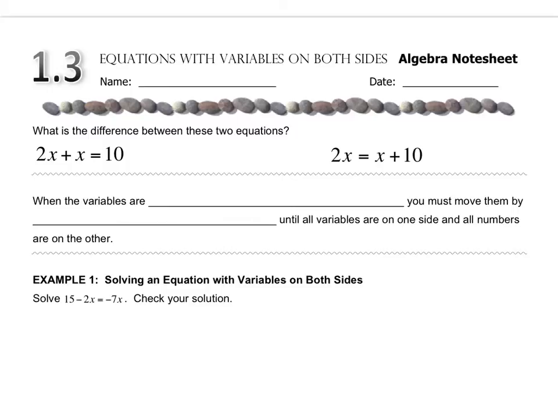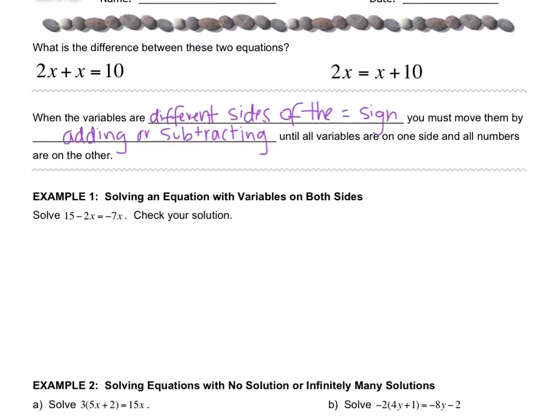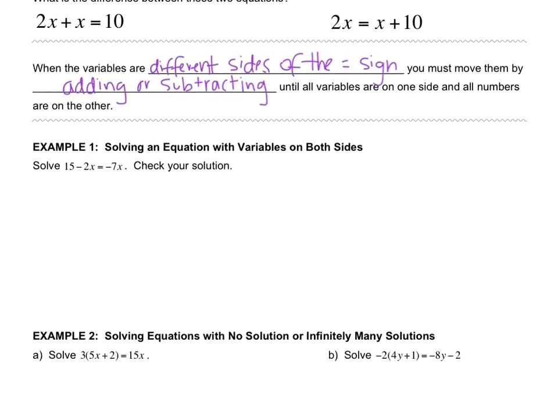When the variables are on different sides of the equal sign, you must move them by adding or subtracting until all the variables are on one side and all the numbers are on the other. So let's use that in example 1. If you notice the like terms, which in this case is 2x and negative 7x, they're on different sides of the equal sign. If you drop a line down the equal sign, you'll see that they're not on the same side. So you can't just combine them like we did in the past.